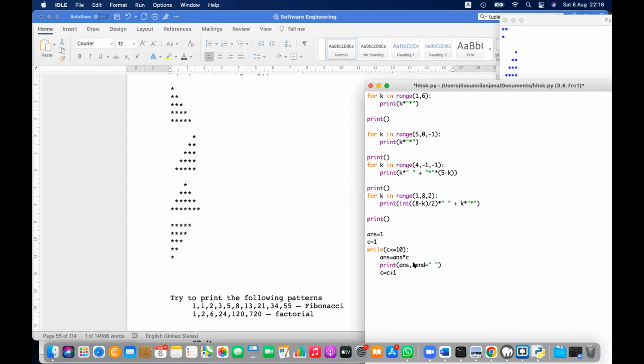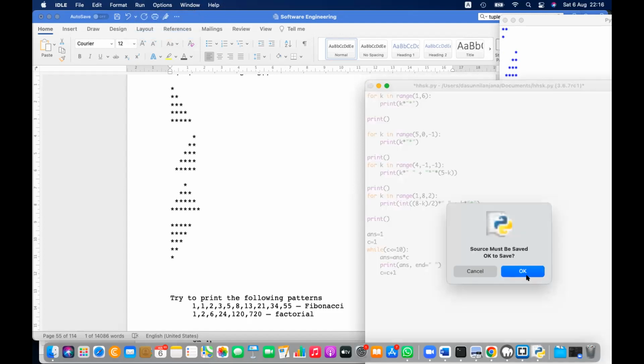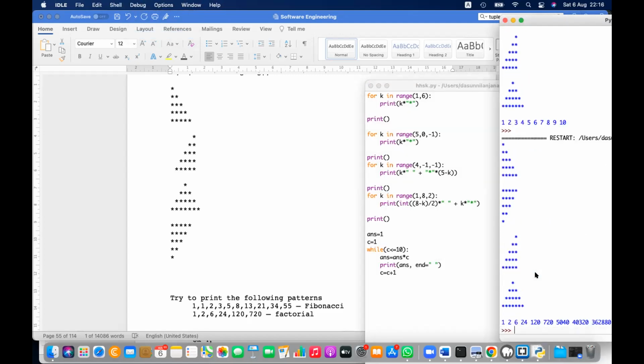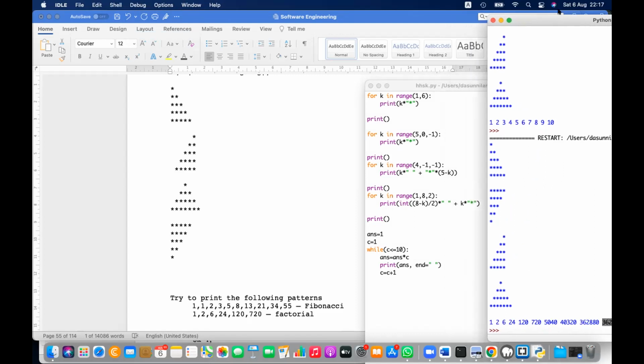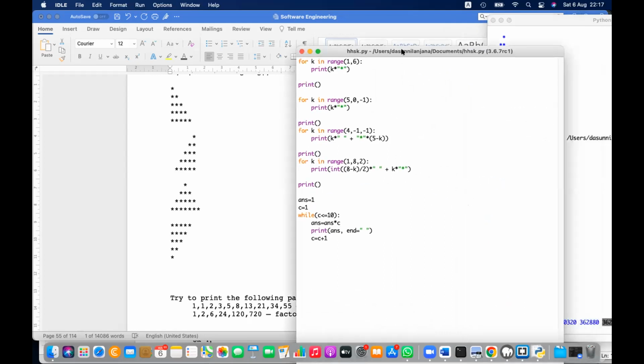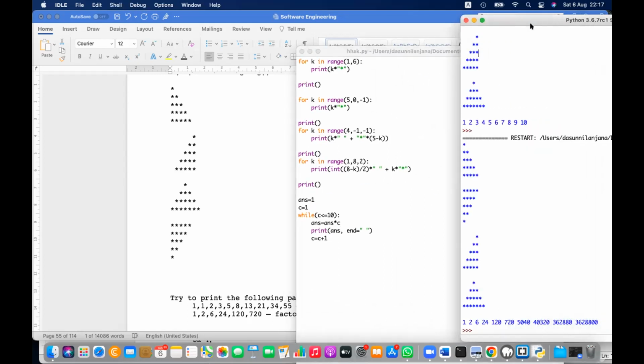And then you have to print the answer, right? Otherwise it's not incrementing. Now you can see it's incrementing: 1, 2, 6, right? It's going up to these first 10. This is factorial 6, 7, 8, 9, and 10 is here. Okay, this is how he has generated the factorials. The one is missing. Actually, I have corrected that now.